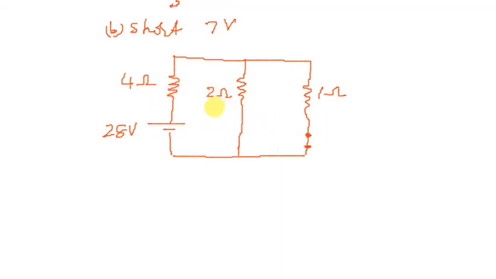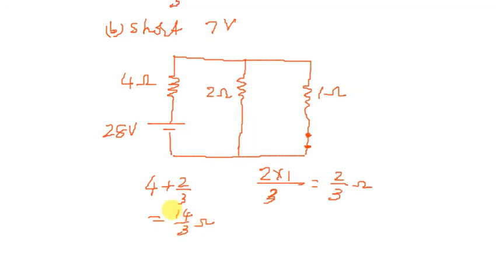So now what I have to do is find the effective resistance of this branch, which is 2 into 1 divided by 2 plus 1, which is 3. So it will be simply 2 divided by 3 ohm here, and it becomes a series with this 4 ohm. So 4 plus 2 divided by 3 will be 14 divided by 3 ohm. This is the effective resistance of this whole network.